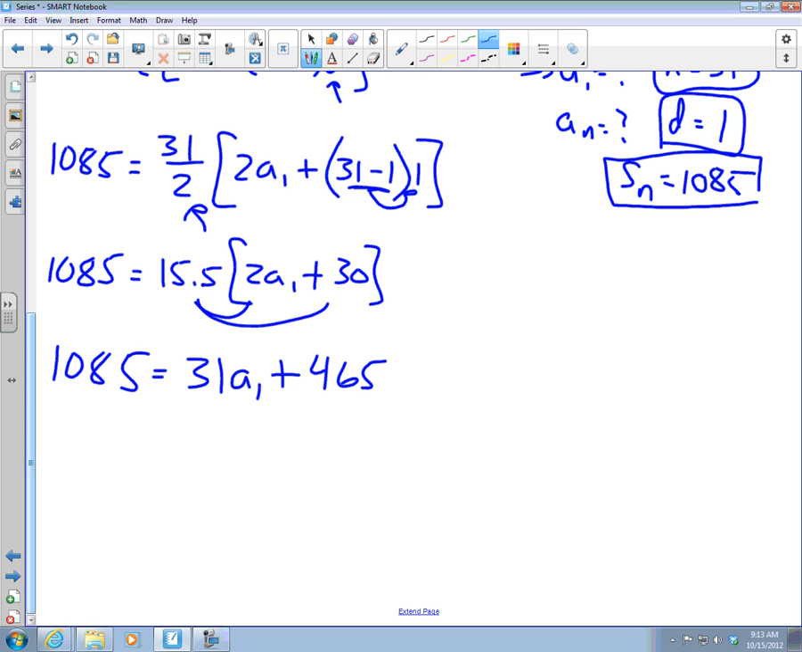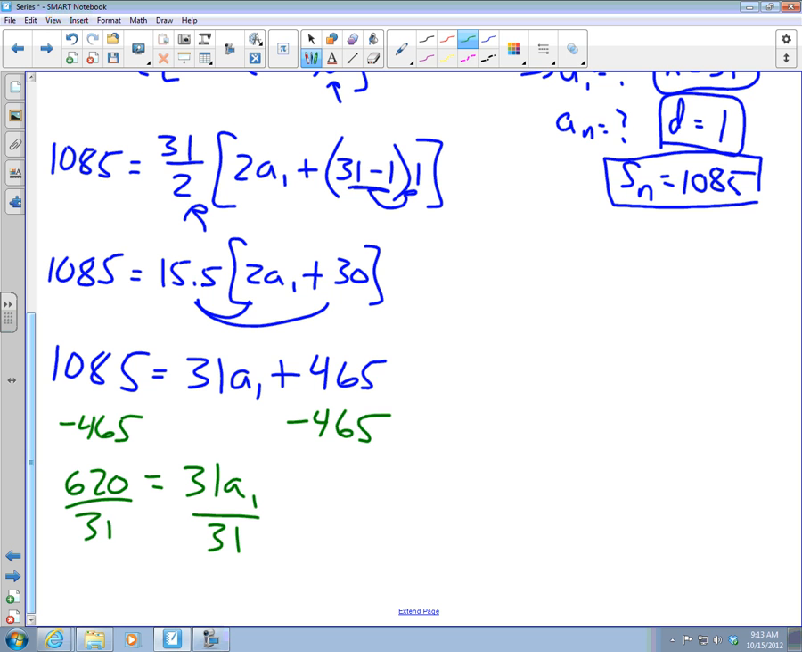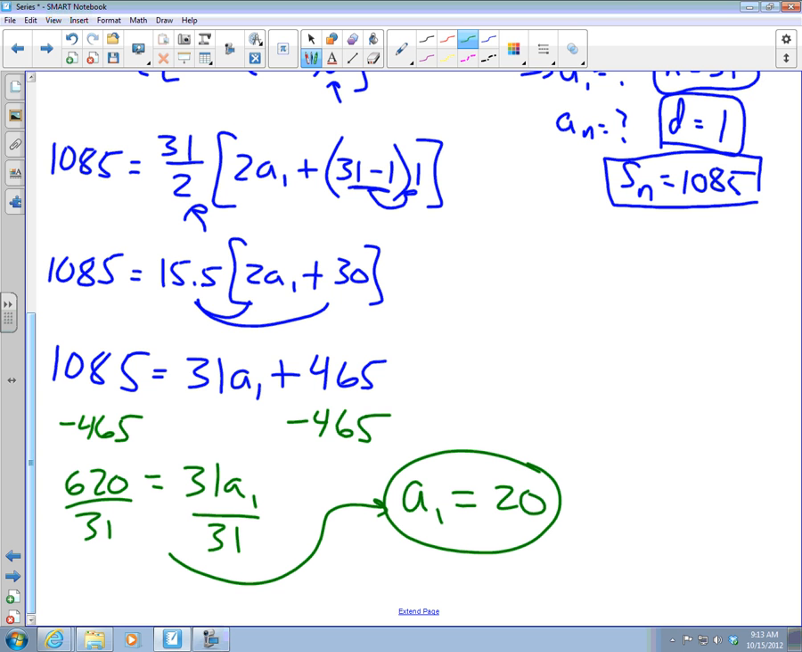So, finishing this up, subtracting 465 from both sides, I get 620 equals 31 a sub 1. So to solve for a sub 1, I'm going to divide both sides by 31, and I get this. How many push-ups did he do on the first day? A sub 1 is equal to 20. Second day he did 21, third day he did 22, so on and so forth, all the way up to March 31st. So there we go.